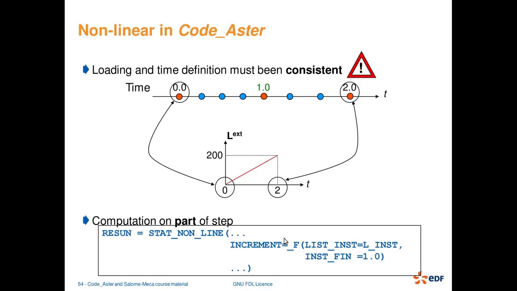So those things must be consistent. We have to be careful about the time list definition and multiplier function. They must correspond to each other. That is important.